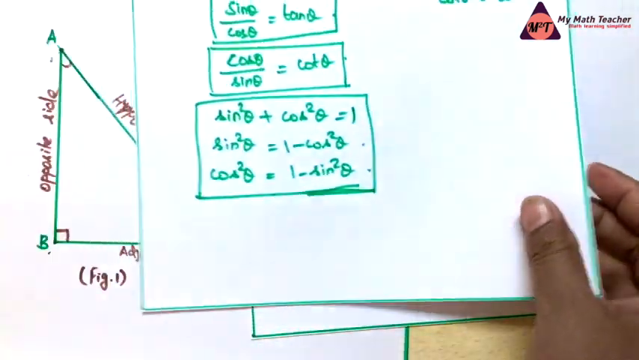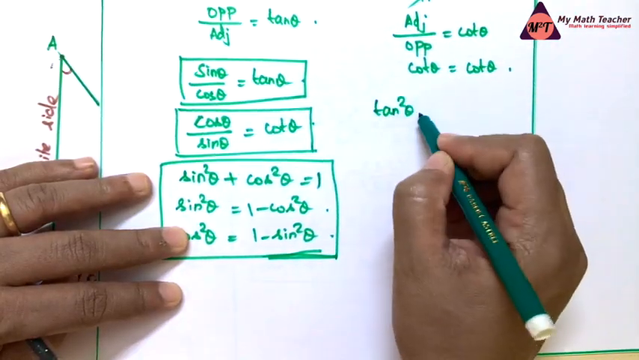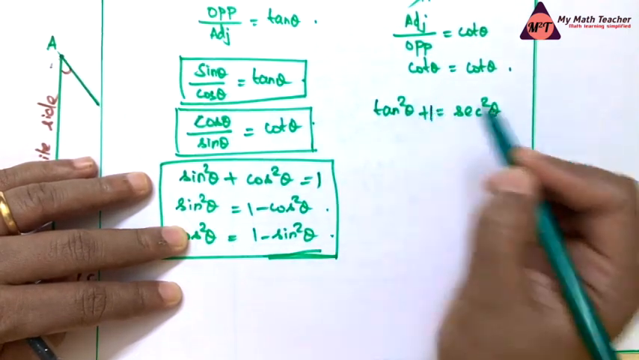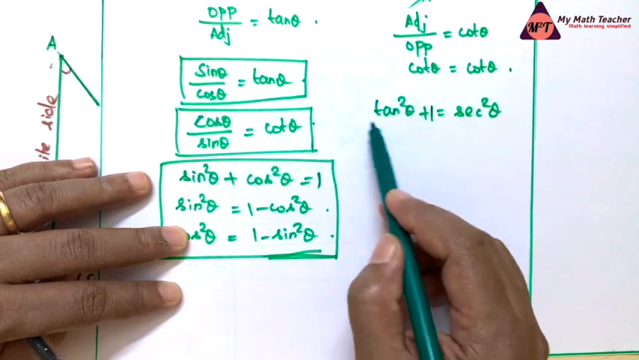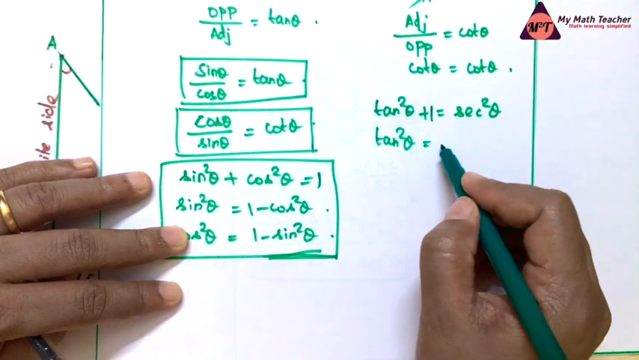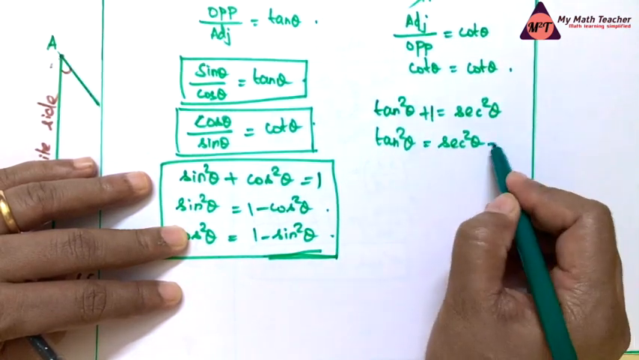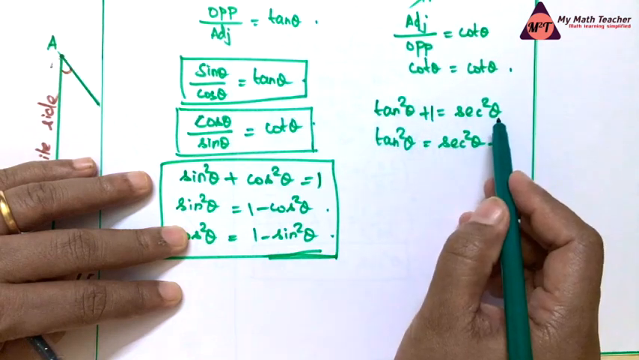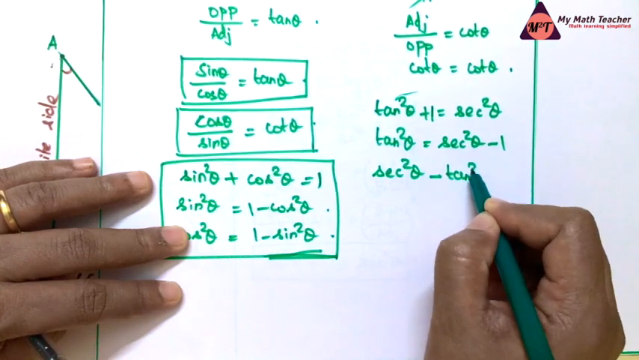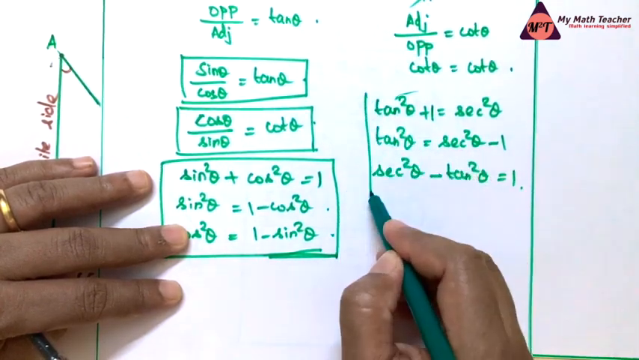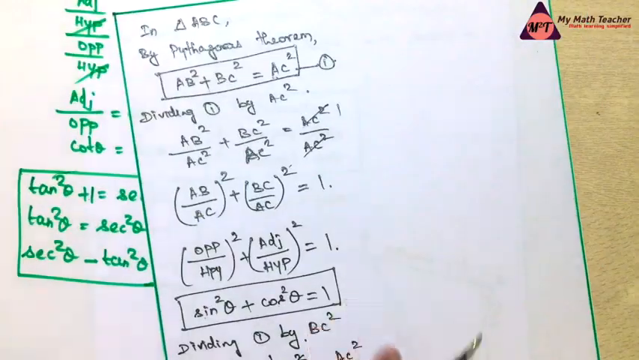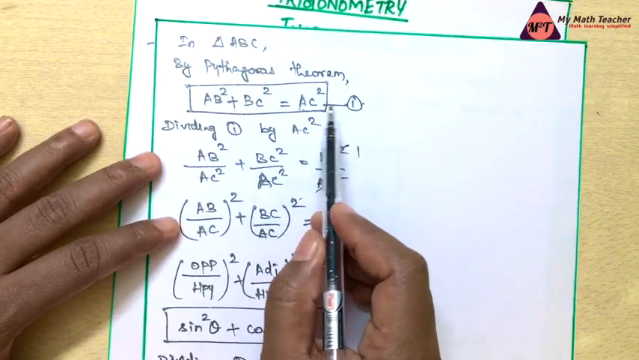So we can write here tan square theta plus 1 is equal to secant square theta. So if I want only tan square, bring the 1 to the opposite side. Tan square theta is equal to secant square theta minus 1. Okay. From this we can derive, that is secant square theta minus tan square theta is equal to 1. These three are the next major three important identities. The next one, this equation we have divided by BC square.